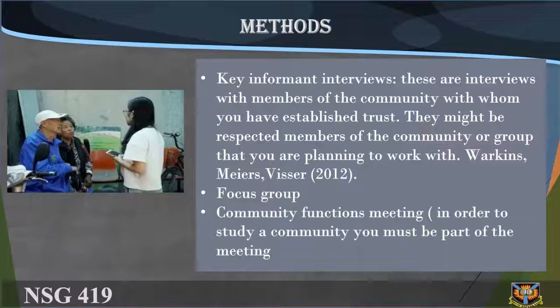Meyers and Visa, 2012. Focus group. Community functions meeting. In order to study a community, you must be part of the meeting.